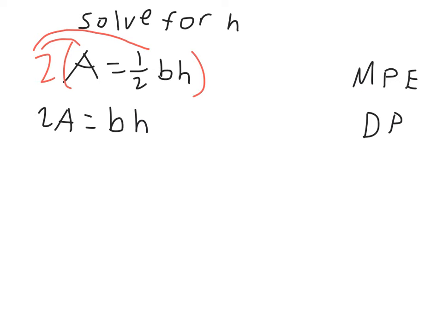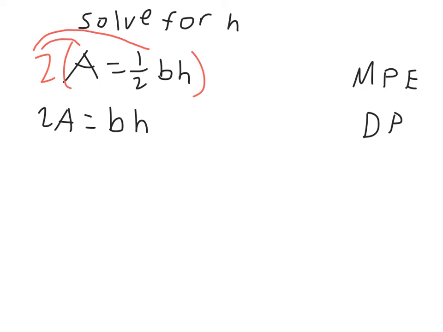Now, we need to solve for h. So how do we get h by itself? Well, just like any normal equation, we need to undo what's happening to it. So what is happening to h? It's being multiplied by b. So if h is being multiplied by b, we need to do the opposite and divide by b.